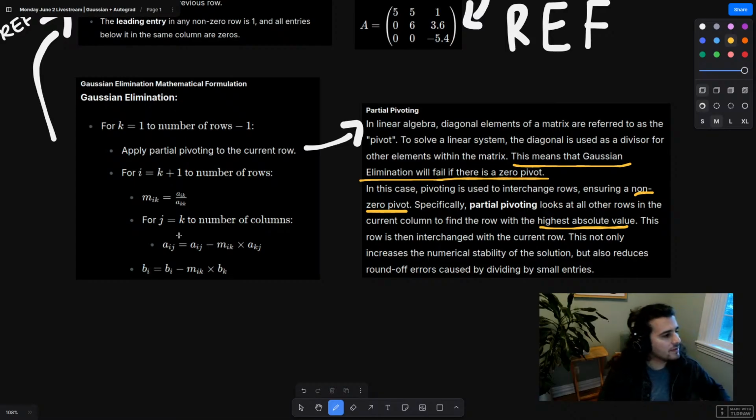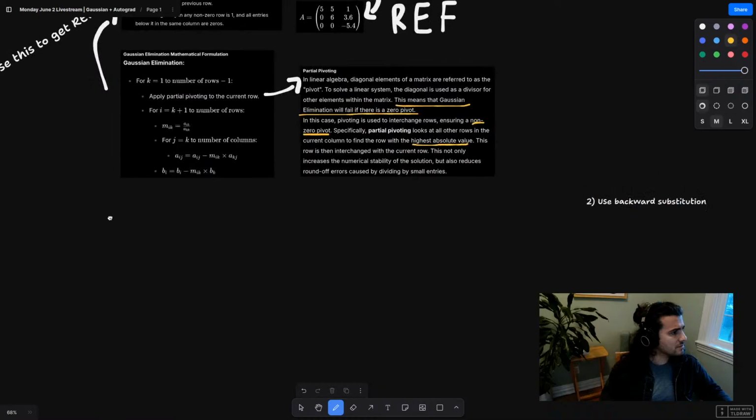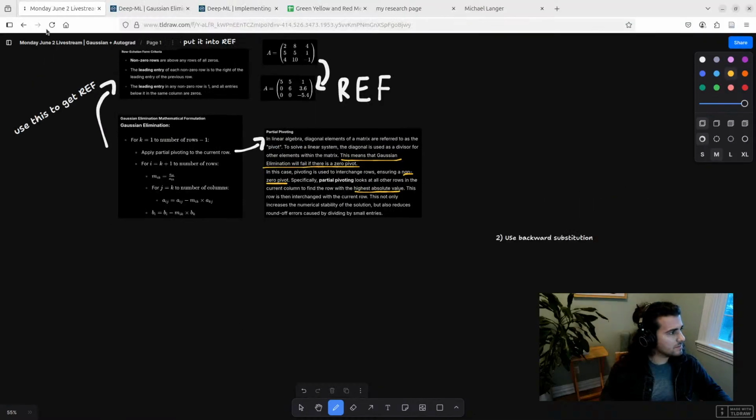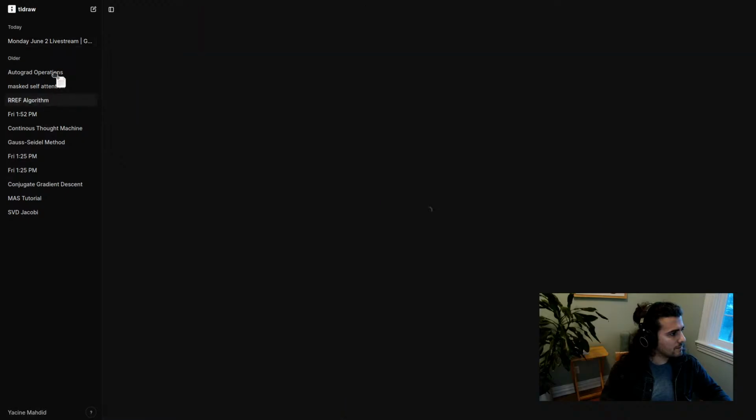m_ik equal to the entry at this row in the, what is k? K is this. This is the column, right? Divide by this, this is this thing, and then we're applying this to every one of them that is below. Yeah, it's very similar to that other algorithm.